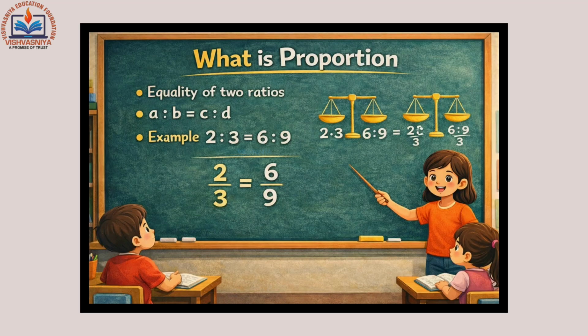Now let us understand proportion. Proportion means equality of two ratios. It is written as a:b = c:d. This means a divided by b is equal to c divided by d. For example, 2:3 is equal to 6:9. Both ratios represent the same value.